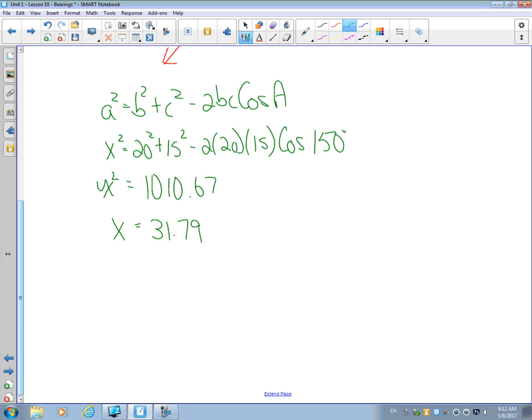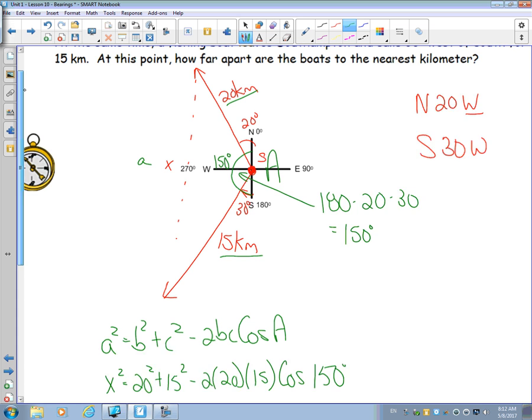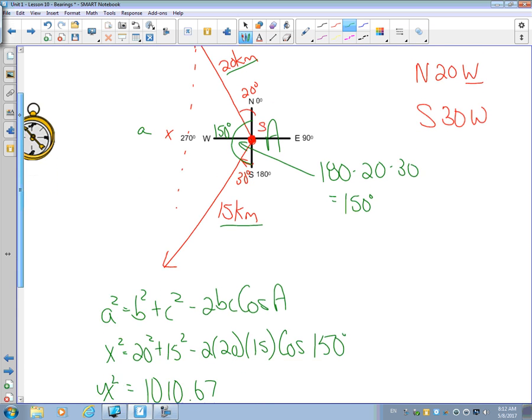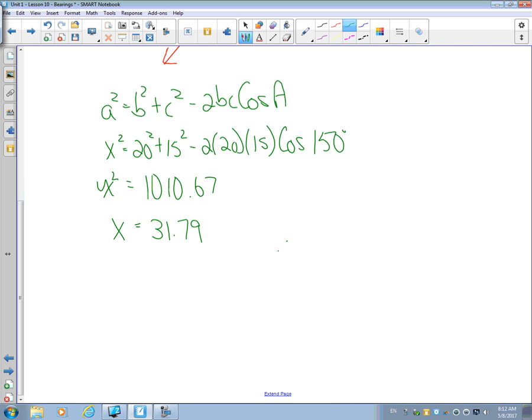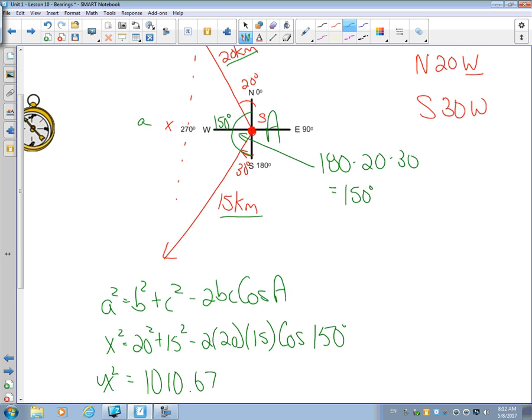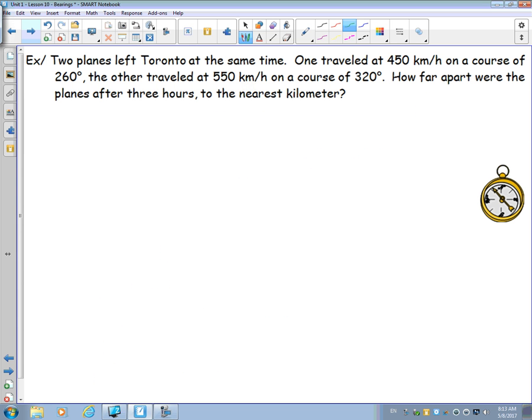31.79. And now the question asks us how far apart are they to the nearest kilometer. So we're going to say the boats are approximately 32 kilometers apart. And there's a bearing question, using the idea of cardinal directions, north, east, south, and west. Let's try the next one.